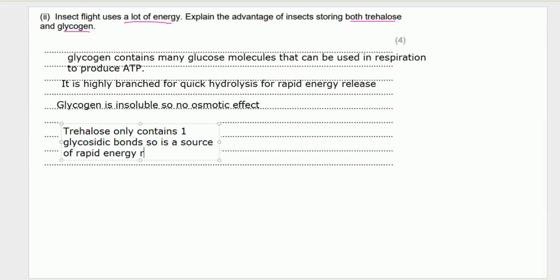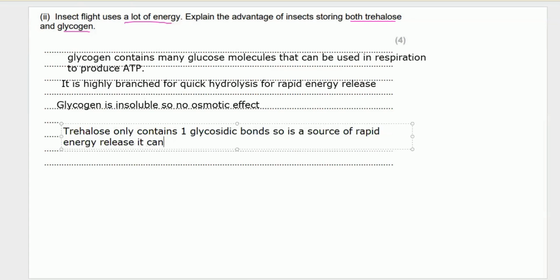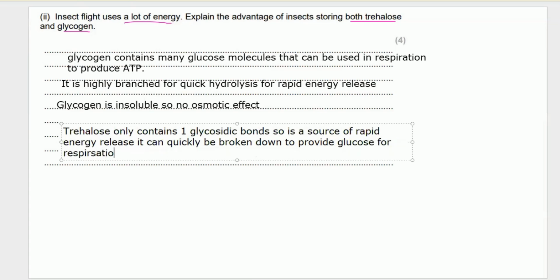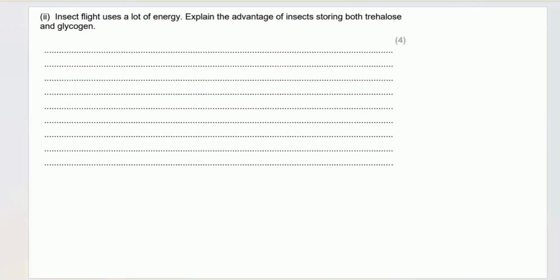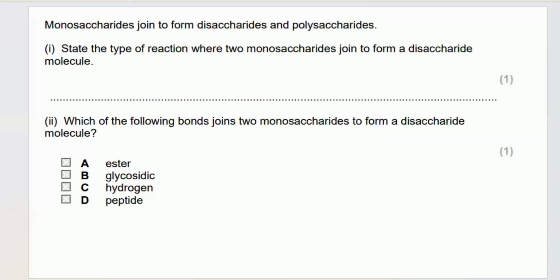So if I'm a little flyer and I need to make a quick divert move and duck out the way of someone trying to swat me with a hand, I can tuck into that trehalose and use that to get the energy. Okay, there you go. So that should get us our 4 marks. There's really 3 points to talk about glycogen here. The advantage of the trehalose is that it can be quickly broken down to provide glucose for respiration, as it only contains 1 glycosidic bond.